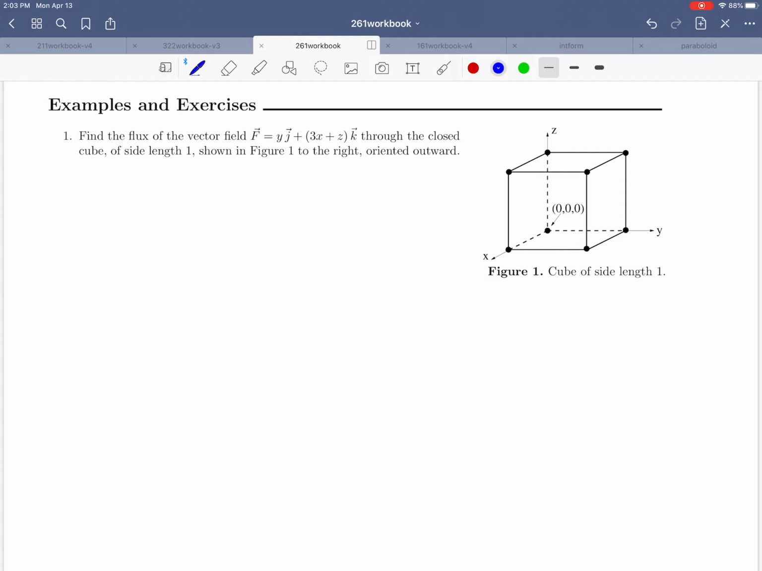Hello everybody, and welcome to exercise 1 on page 146. This is going to be our first example of using the divergence theorem that we just derived to calculate a flux integral. Okay, so let's read this problem together.